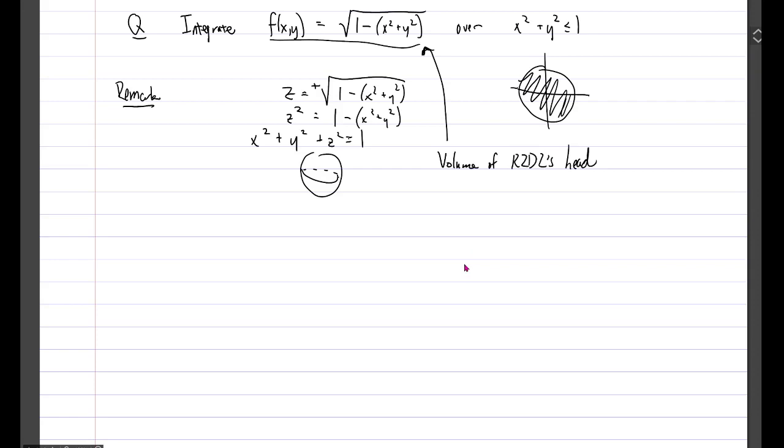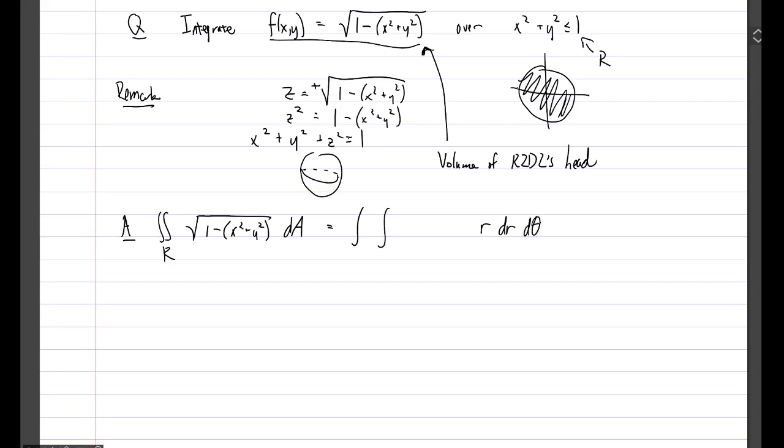Okay, so let's go ahead and set up the integral. If this region over here is called R, let's say, then we're talking about the double integral over R of root 1 minus quantity x squared plus y squared dA, but then that dA is going to become an r dr d theta.